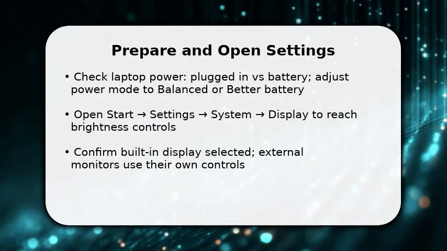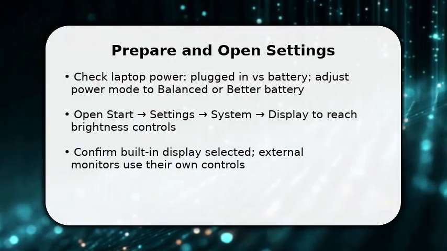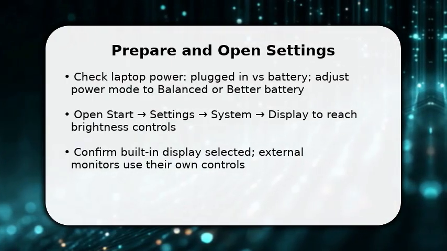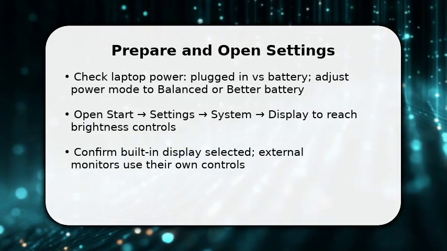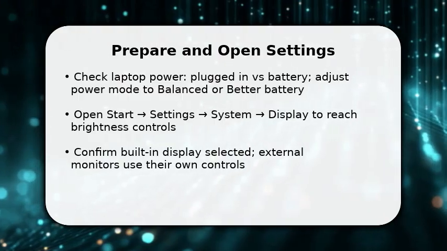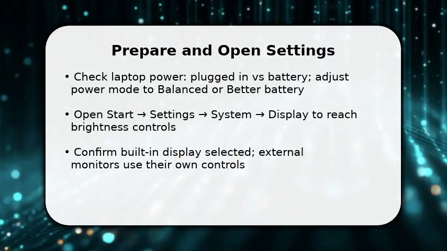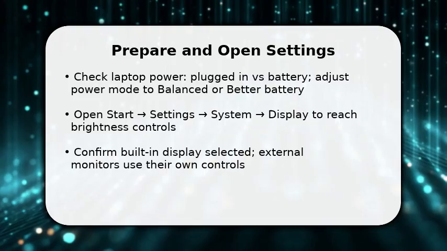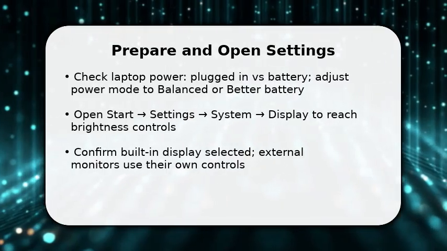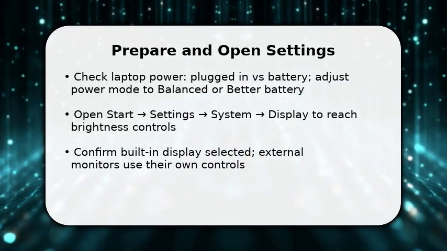You'll start by preparing the system so brightness changes take effect. First, make sure the device is plugged in or on battery as needed and set the power mode to balanced or better battery. Once done, open Start, go to Settings, then System and choose Display. You want the built-in display selected. If an external monitor is active, its controls won't respond. This gets you immediately to the brightness slider and prevents confusion when you proceed to adjust settings.